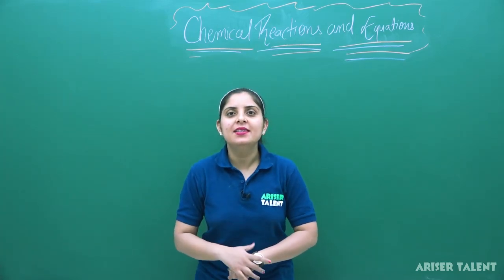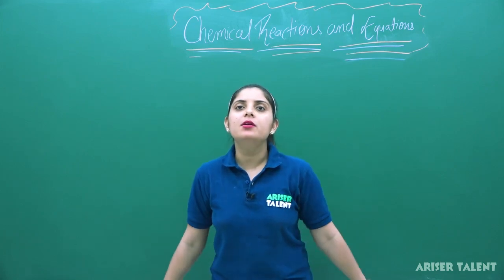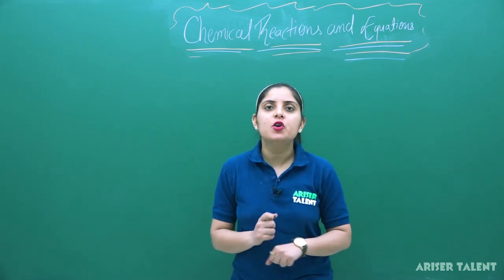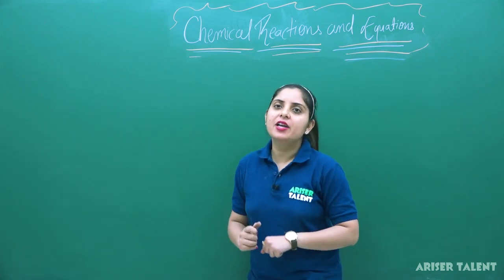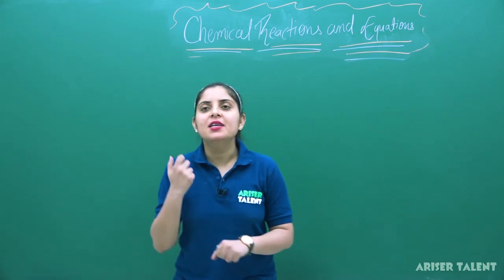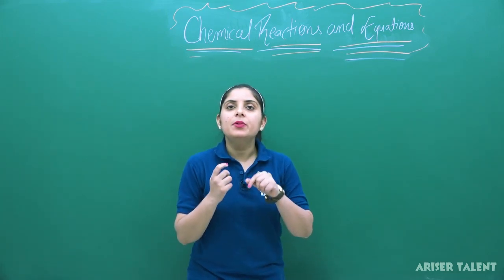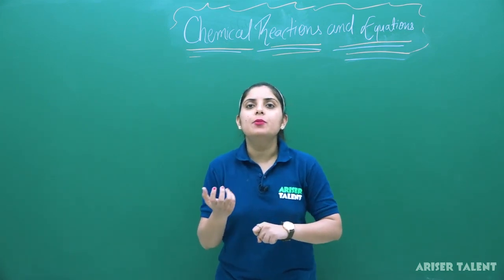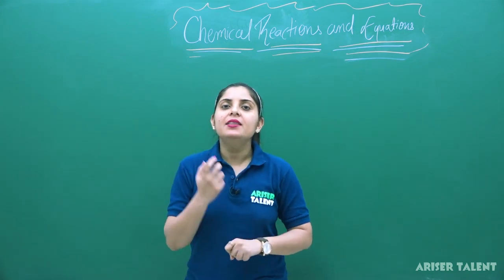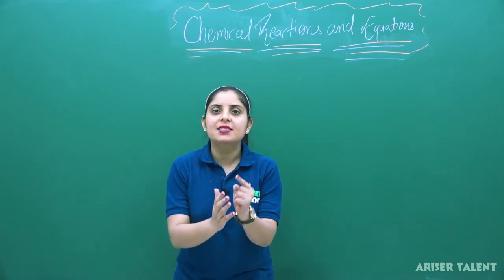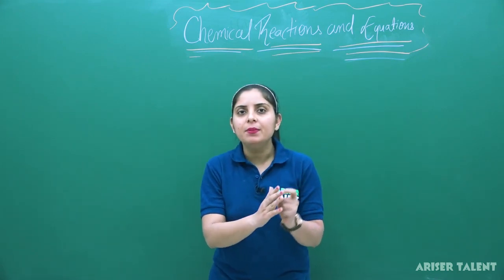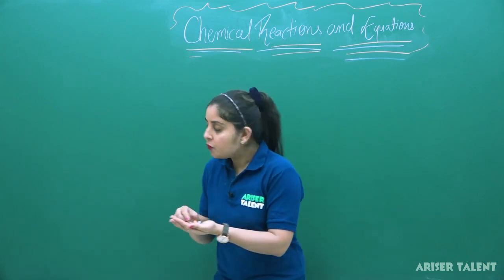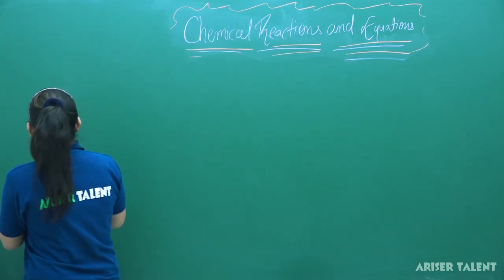So we are at AriserTalent and we are discussing the first chapter of our Chemistry of class 12th, that is chemical reaction and equation. What we have discussed till now, in our previous lecture, is that there is a modern concept of oxidation and reduction, and in this concept we have two categories, that is electronic concept and oxidation number concept.